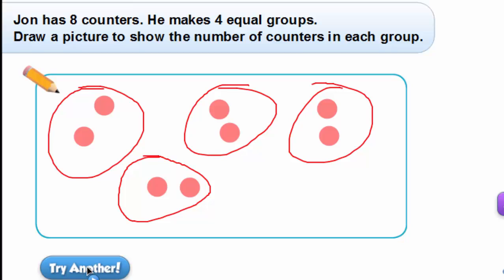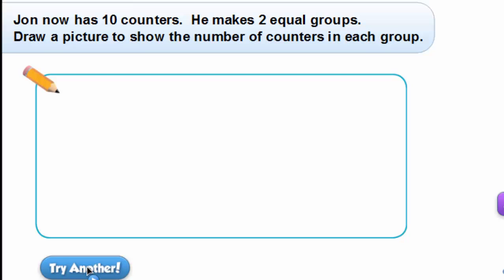One more. This time I want you to try this one on your own, and then we'll check it together. All right. John now has 10 counters. He makes 2 equal groups. Draw a picture to show the number of counters in each group. You do it now, and then we'll check it together. Pause the video if you need to.